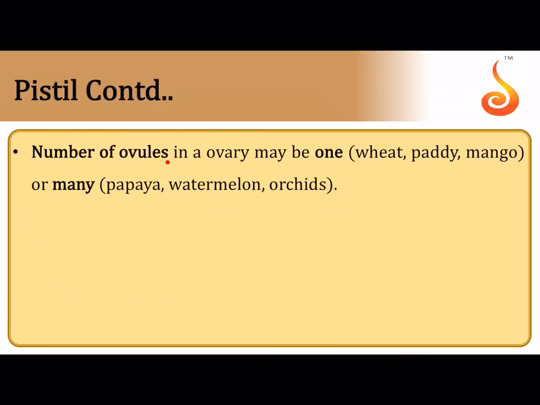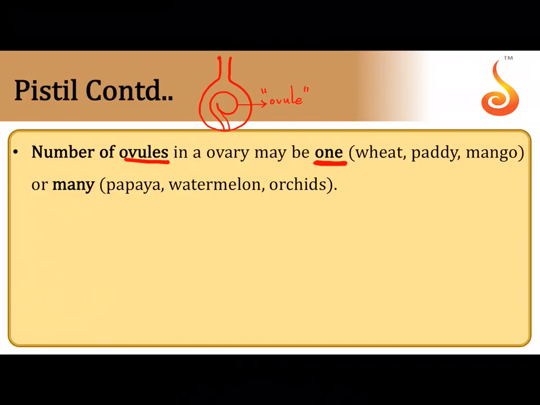Now I told you inside the ovary there is an ovule. Now the number of ovules will vary. In all the diagrams I have shown you, the basal swollen part of the pistil has only one ovule sitting inside, but it is not necessary that there is only one ovule. This is the ovule, isn't it? There are ovaries which have more than one ovule inside. Examples of angiosperms which have only one ovule in their ovary are wheat, rice or paddy, and mango. That's why mango has only one seed in it, because usually per ovary there is only one ovule.